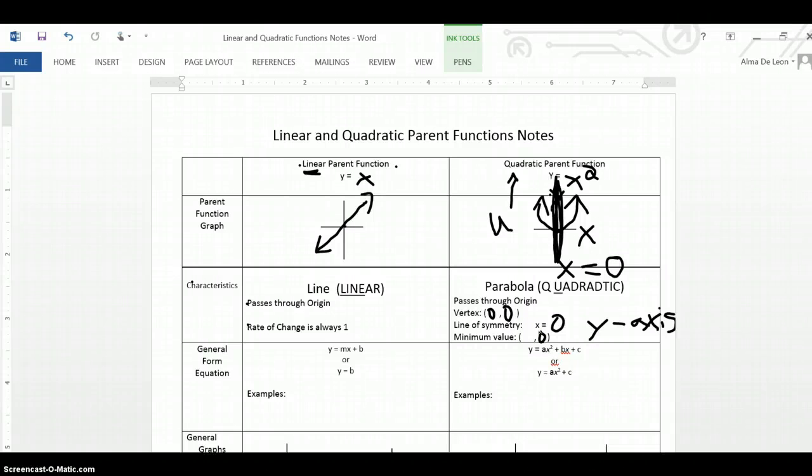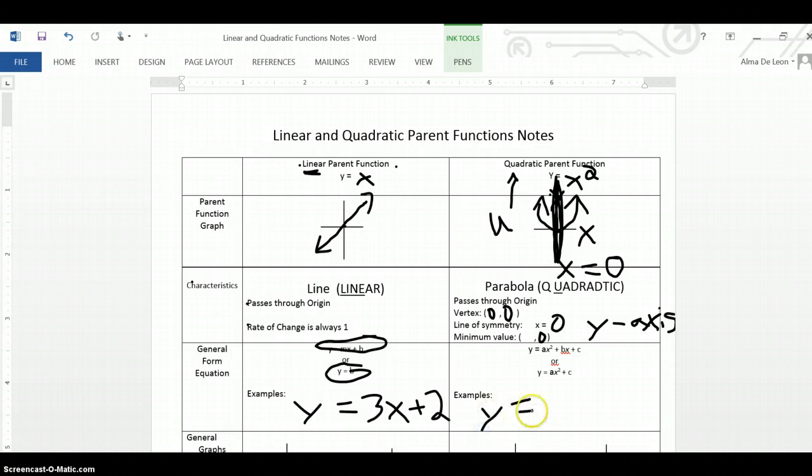The general form of the equation for the linear parent function is y equals mx plus b, or just y equals b. Some examples are y equals 3x plus 2. And the general form of the equation of a quadratic function is y equals ax squared plus bx plus c, or just y equals ax squared plus c. An example would be y equals 3x squared plus x plus any number that you want, plus 2.